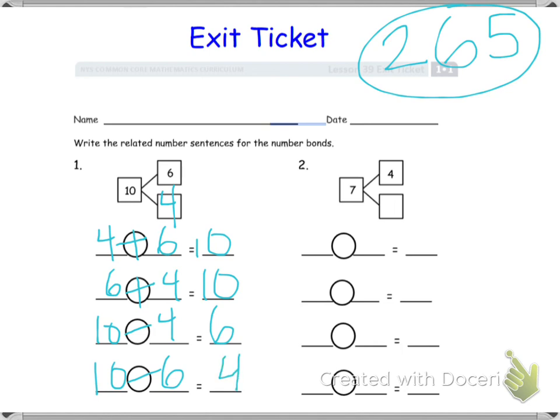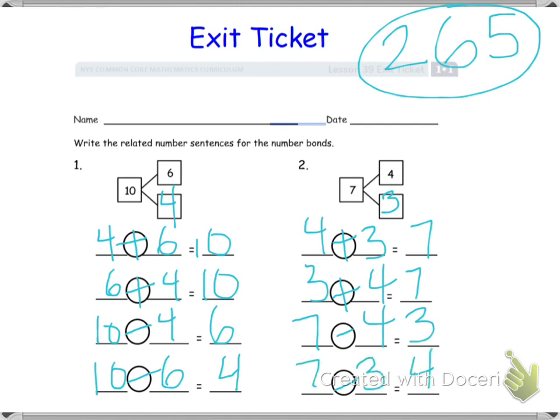Alright, now for this one, 3 was your missing part. So let's do our number sentences. 4 plus 3 equals 7. 3 plus 4 equals 7. 7 minus 4 equals 3. 7 minus 3 equals 4.